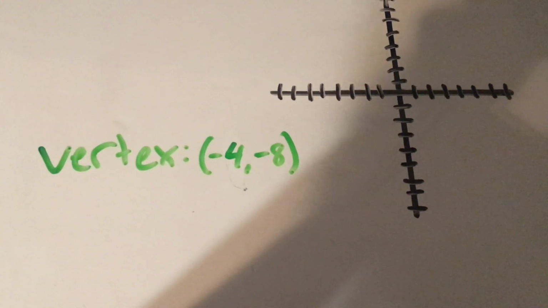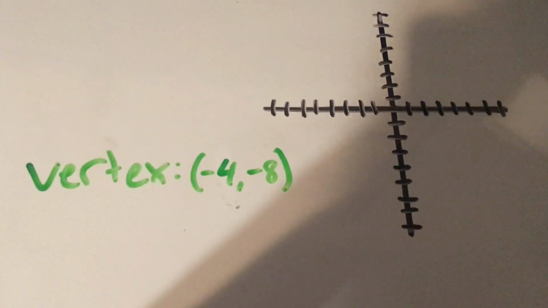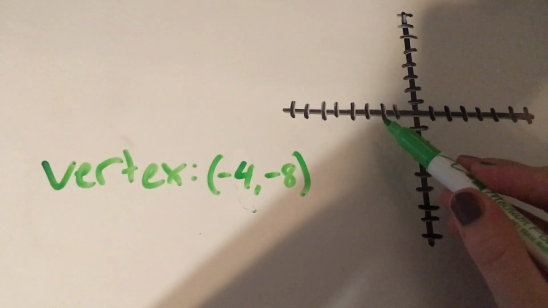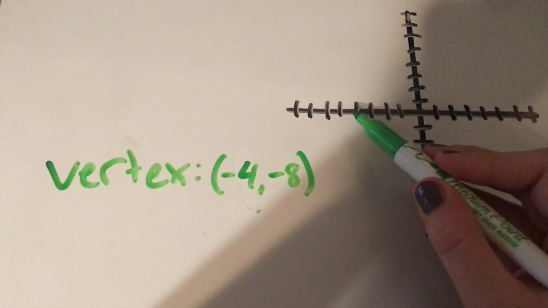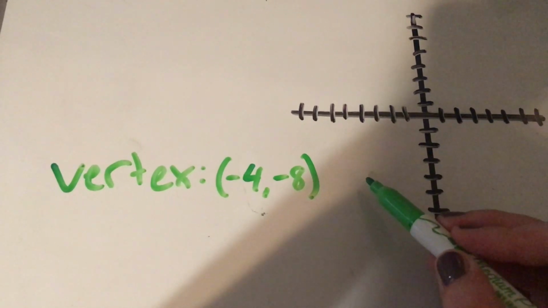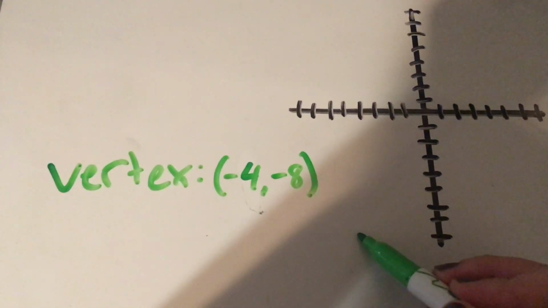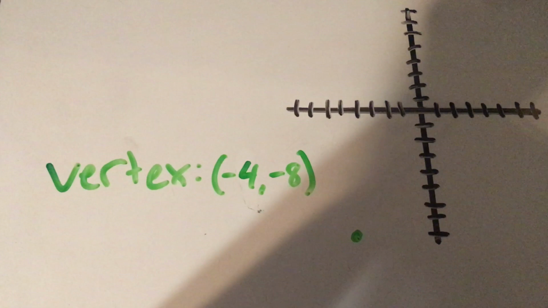Okay, so now to see what it would look like on a graph, we're going to put down the vertex. So we're going to go negative 4 x, so we're going to count negative 4, and then negative 8 y, so we're going to count down 8. And that's where our vertex is going to be.